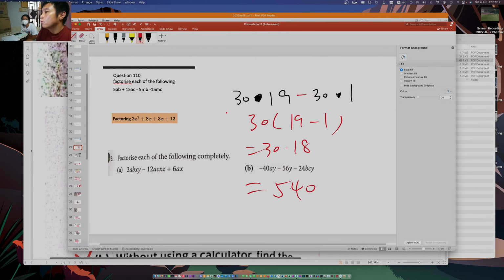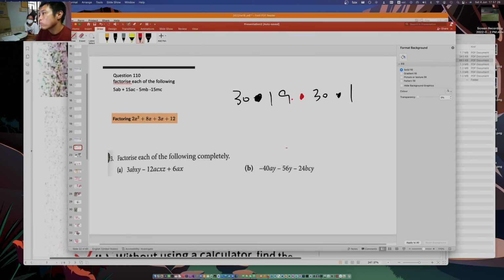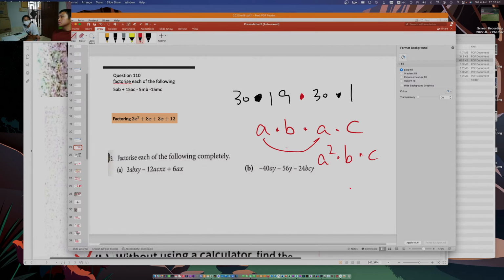Okay, like this. What if it's not minus, it was times? Can you do factorization if it's times? Yes or no? Cannot. Let me tell you why. How do you do this? You can only do a times a. A times a is a square. Then b and c cannot combine. So you never do any factorization.